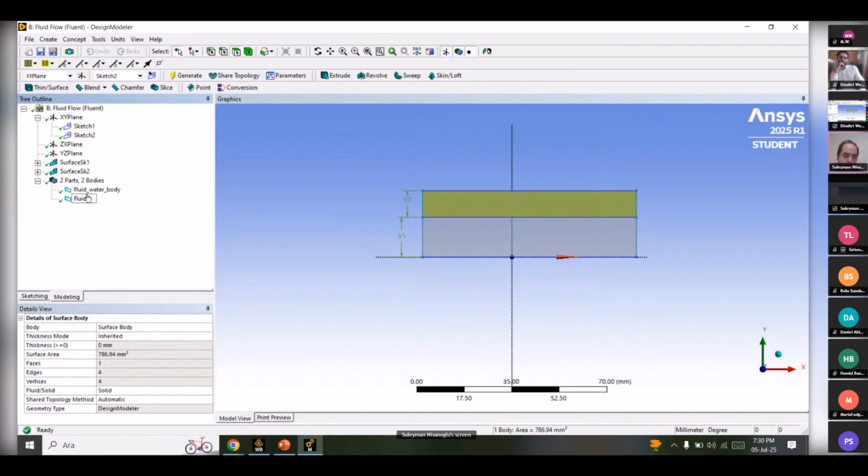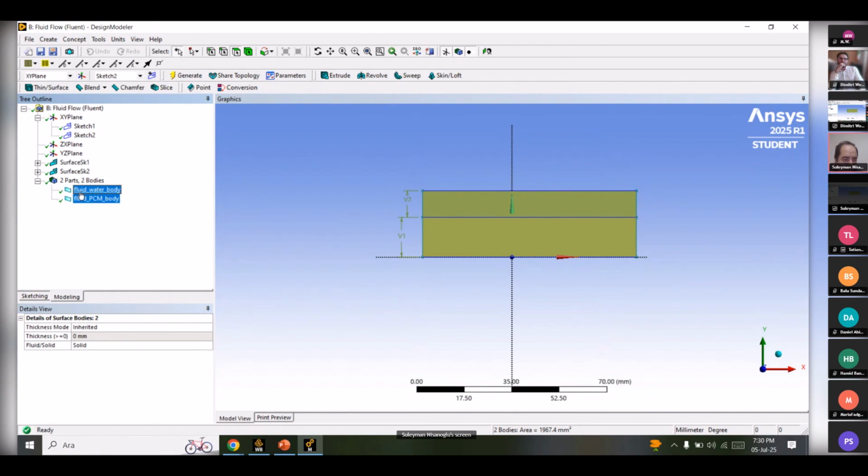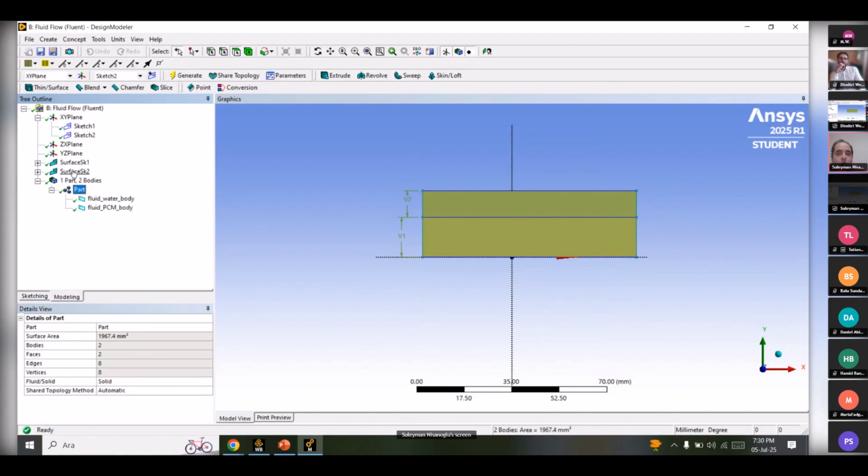Fluid, PCM body. And a little trick for this system: I select both of them, press Ctrl K on the keyboard, and form a new part. Because of this, we don't consider contact elements. Everything is made automatically using this trick. Okay, we close this geometry.